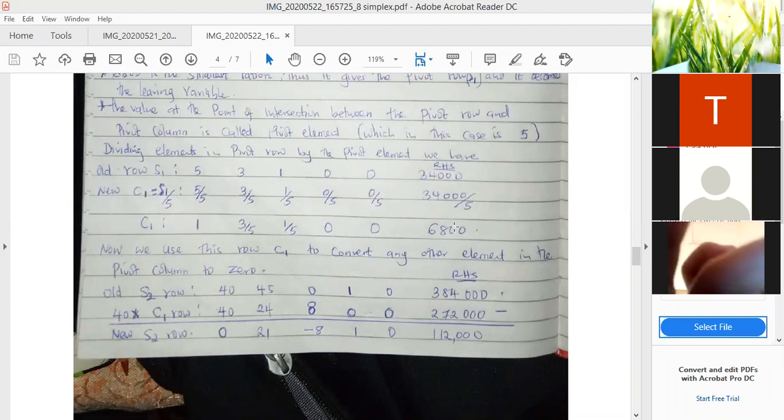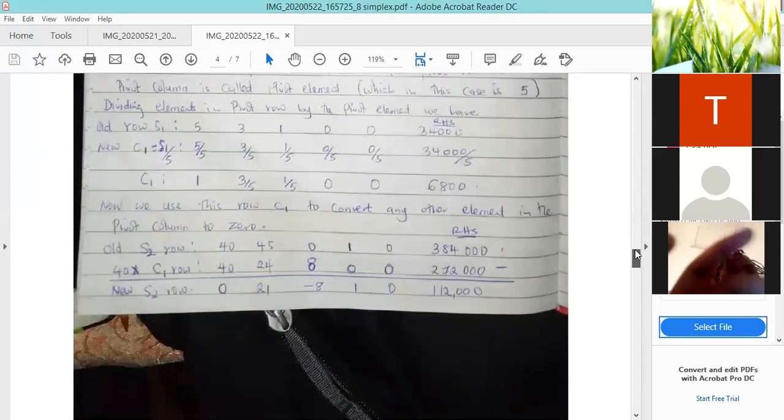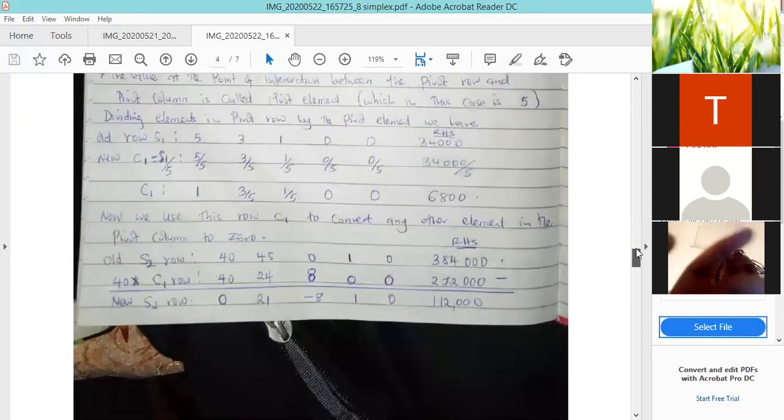What's the importance of this X1 row now? It will help us, class, to come back to this particular table and convert. You can see the pivot column. There are some elements which are not zeros, and these are alongside rows S2, S3, and even Z. They must be converted to zeros, and we'll use the row that we have called the X1 row.